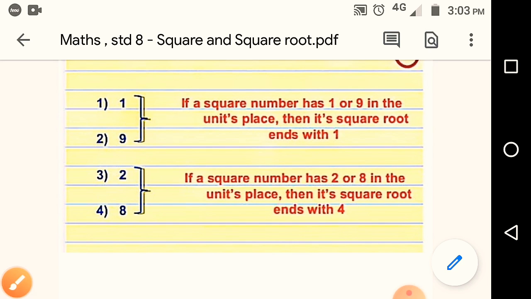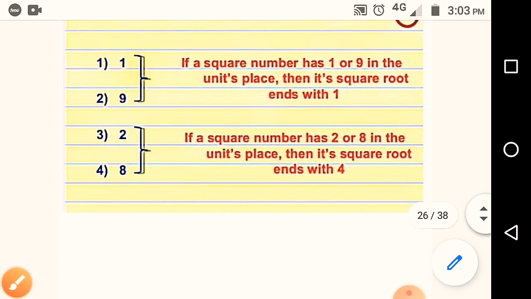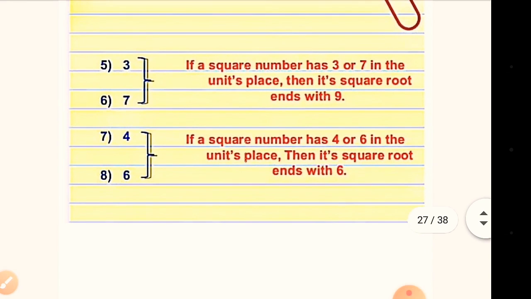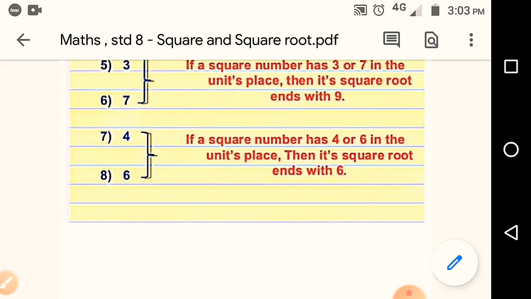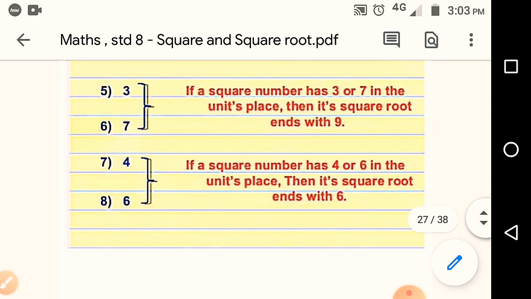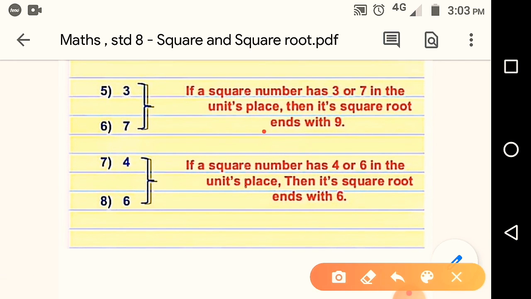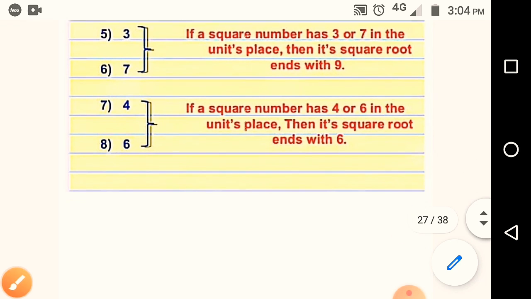Okay, so these are the properties we will see in detail. If a square number has 3 or 7 in the units place, then the square root of that number will end with 9. Okay, because 3 3s are 9 and 7 7s are 49. Both have 9 at the end. So that is why the square root will end with 9. And if any number has 4 or 6 as a last digit, अगर last digit में 4 और 6 है, then उसका जो square root होगा, the square root will end with 6. It will end with 6.